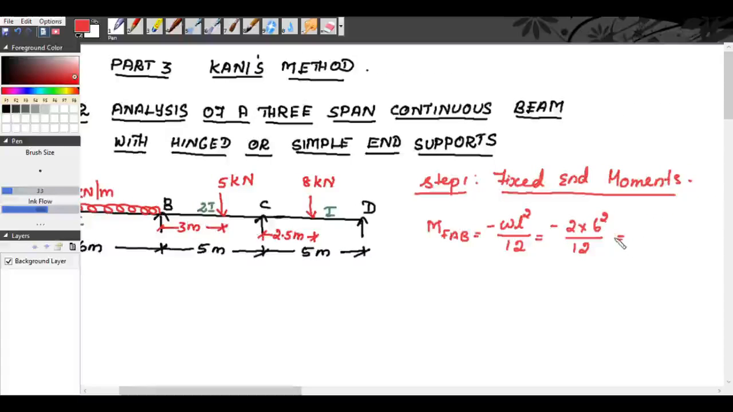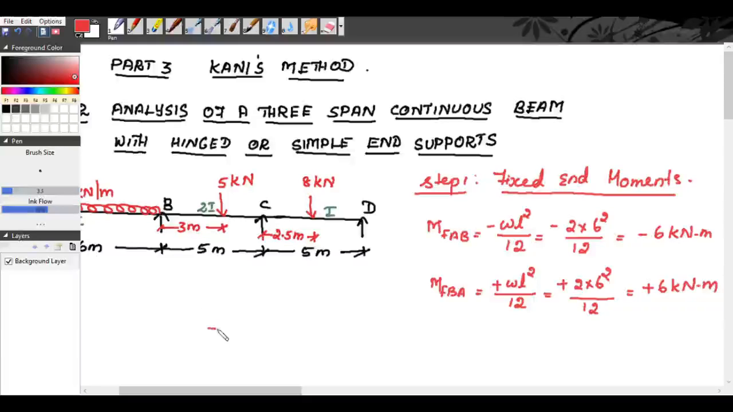So that is equal to minus 6 kilonewton meter. Similarly, M of BA will be equal to plus WL square by 12. So we get plus 2 into 6 square divided by 12, so that is equal to plus 6 kilonewton meter. Now we will move on to span BC.